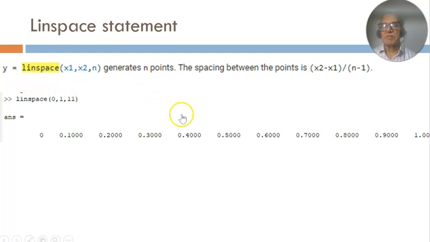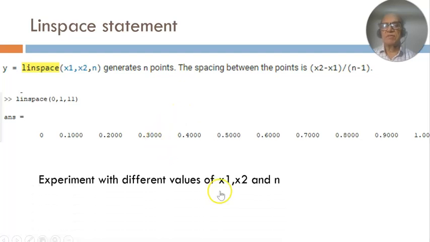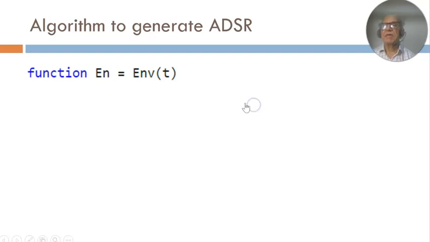You can of course practice this for various values of x1, x2 and n. Alright. Now the question is, using this linspace statement, how do we generate ADSR envelope? So we define a function en equal to envt, and I'll show you the complete program for the function in the next slide.